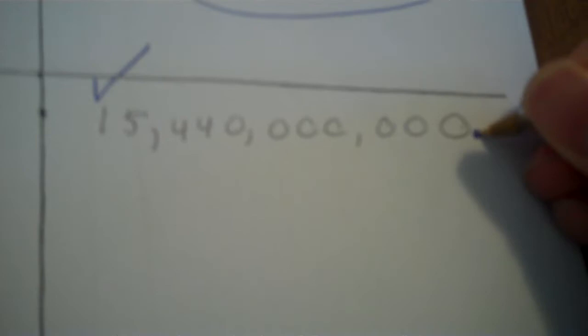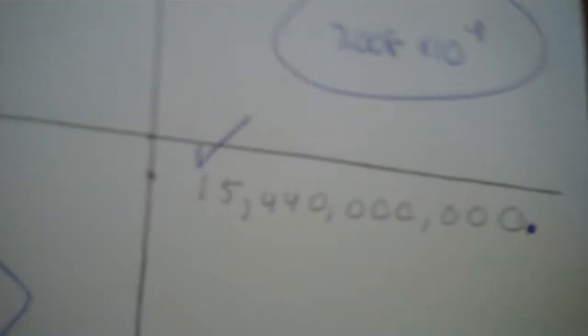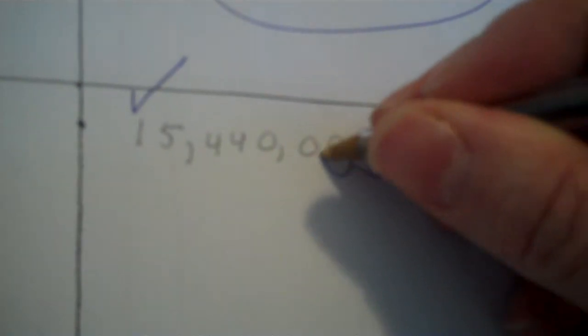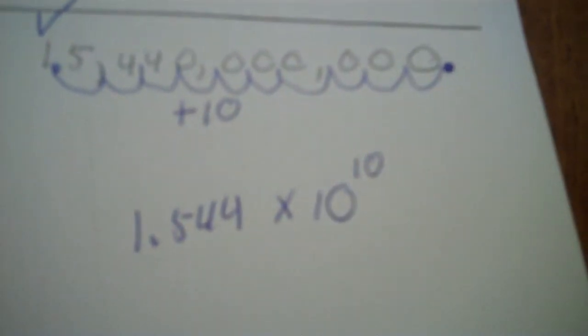Okay, next up, right there. The starting decimal's at the end if you don't see it. It's got to go between the 1 and the 5. 1, 2, 3, 4, 5, 6, 7, 8, 9, 10. So 10, I moved it to the left, so it's +10. So 1.544 times 10 to the 10th power.